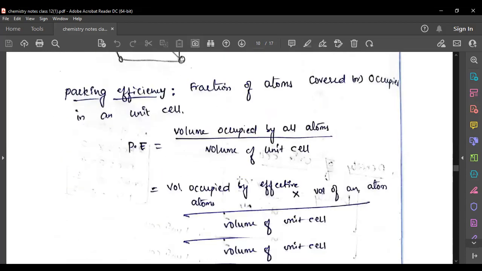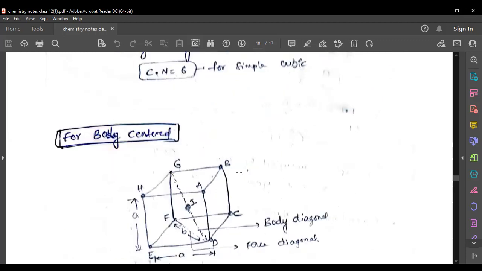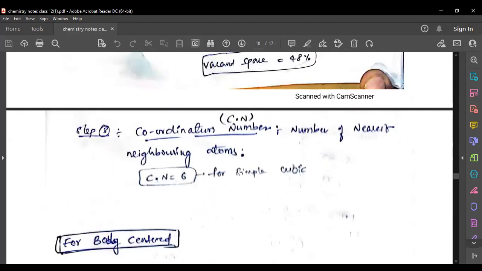So, packing efficiency we have studied in the simple cube and the coordination number. What is the meaning of coordination number? The number of nearest neighboring atoms is called the coordination number. For the simple cube, the coordination number will be 6.